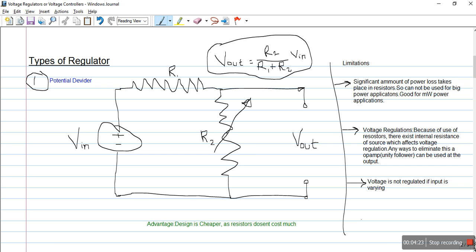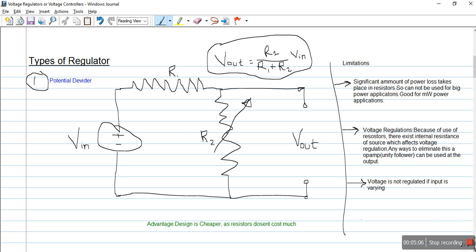R2 is the variable resistance, so you can vary the resistance. We normally call it a potentiometer. When you vary it, the expression of the output voltage is given here: V out is equal to R2 upon R1 plus R2 into V in. You might have studied this in your first or second semester of electrical engineering. This is the voltage divider rule. R1 plus R2 is always fixed, but when you change R2, your output voltage also changes. Your input voltage is also fixed, as is R1, so when you change R2, your output voltage varies.